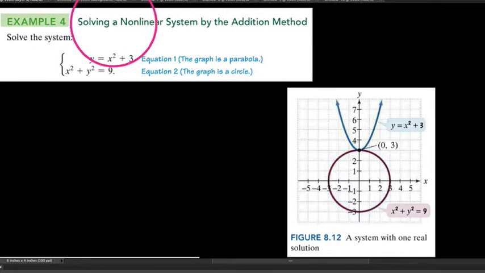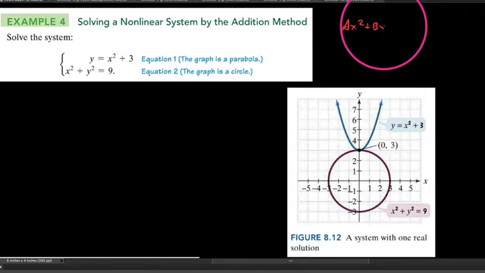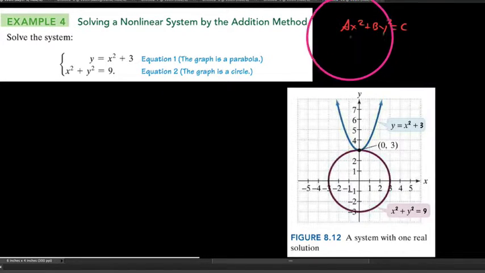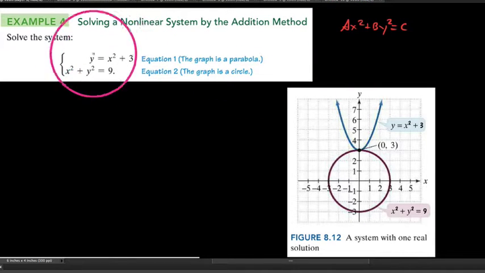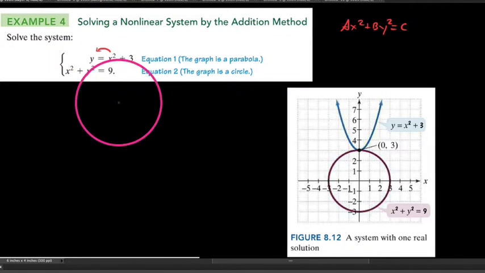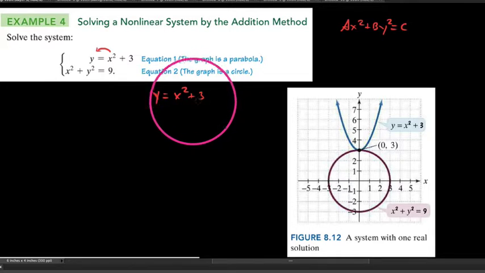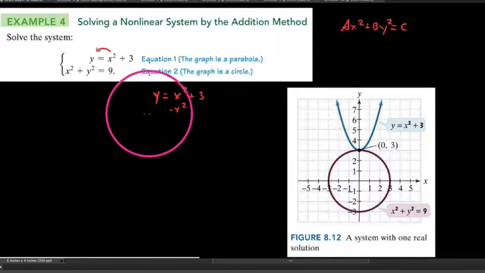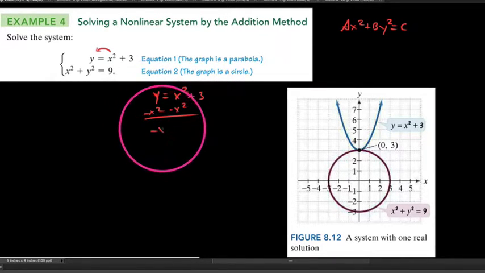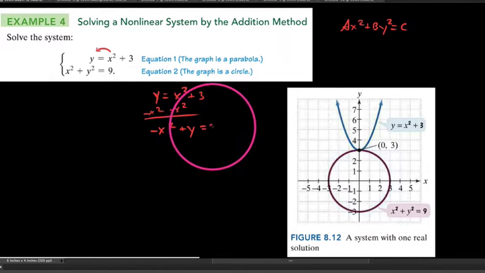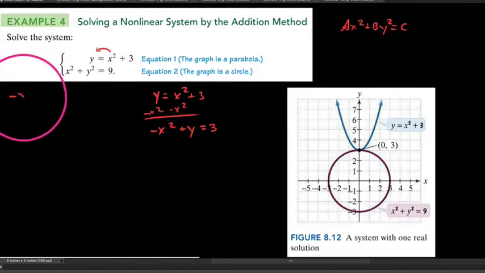The interesting thing is, because I want to use addition method on something like this, typically both equations would have to be in this form here. At least that's what I said in my last video. I said those words. But in this particular instance, if we were to take our first equation, y equals x squared plus 3, and subtract the x squared from both sides, we would end up with negative x squared plus y equals 3.